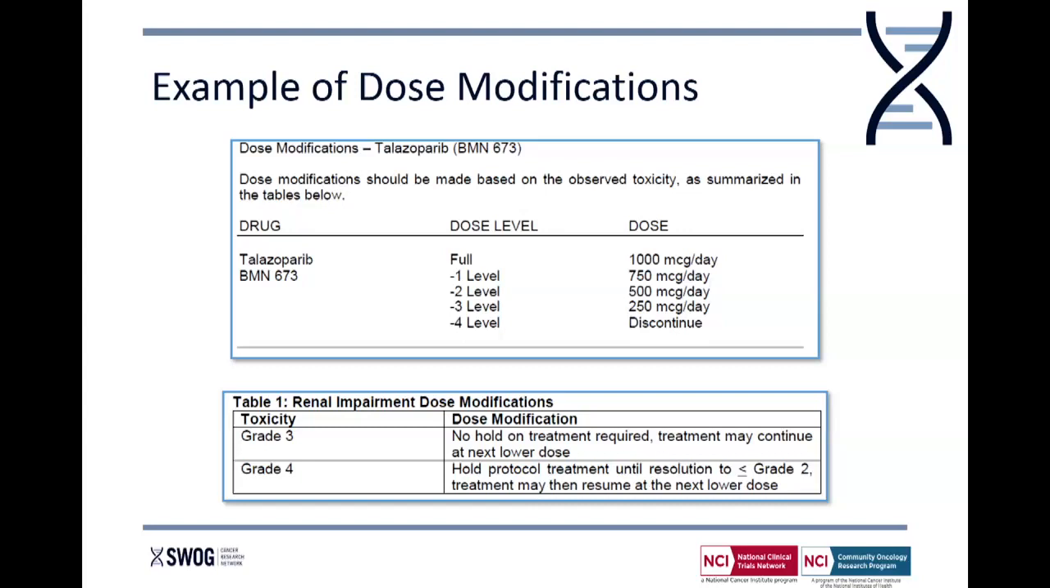You should always use the highest grade that was experienced during a treatment cycle to determine the dose modification. In this example, for grades 1 and 2, there's no change in the dose level. For grades 3 or 4, however, the dose is decreased by 1 level. So for example, if the patient experienced a grade 4 renal impairment while receiving the full 1,000 microgram per day dose, after the patient's renal impairment resolves to grade 2 or lower, the drug would be resumed at the next lower dose, noted here as dose level -1 at 750 micrograms per day.